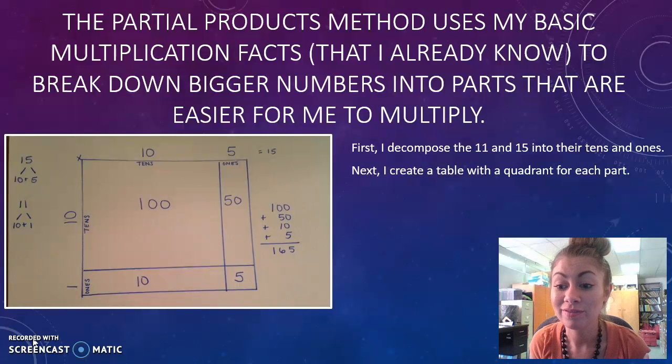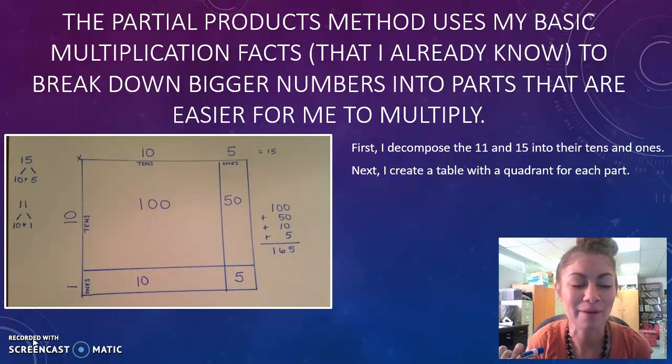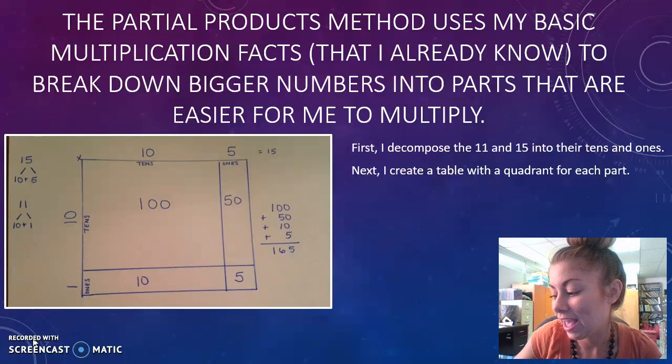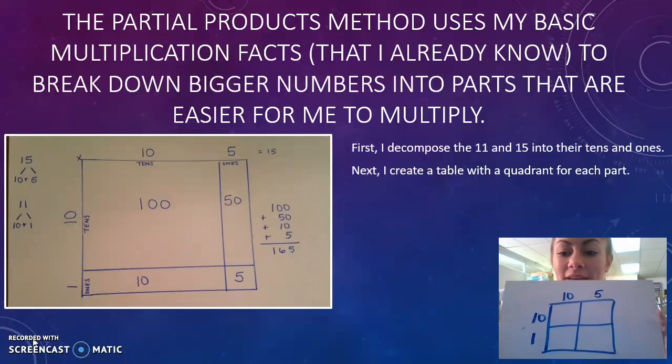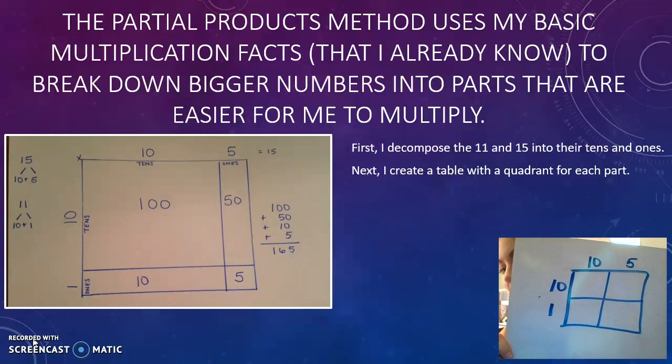So since I broke the 15 into a 10 and a 5, I'm going to write 10 and 5 across the top, and the 11 into 10 and 1, I'll write 10 and 1 down across the side there. All right, so there's my 15 on top and my 11 down the side.